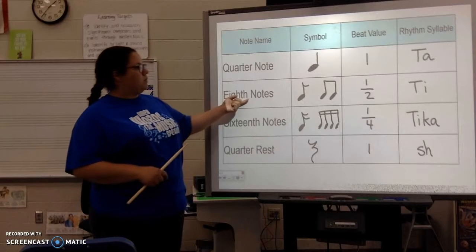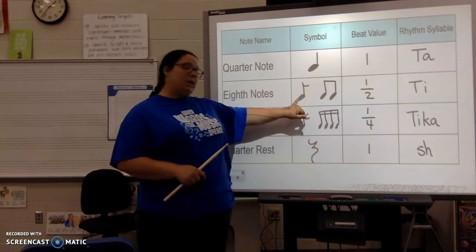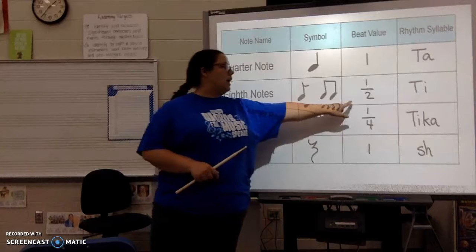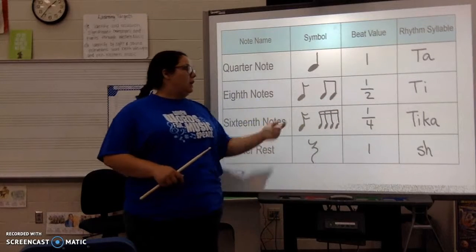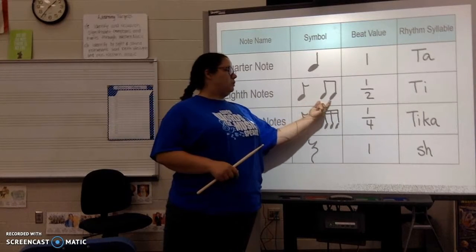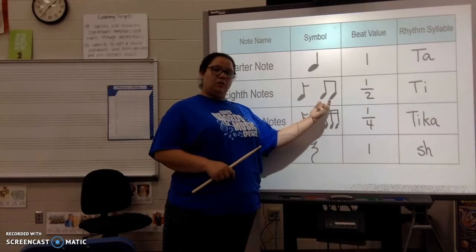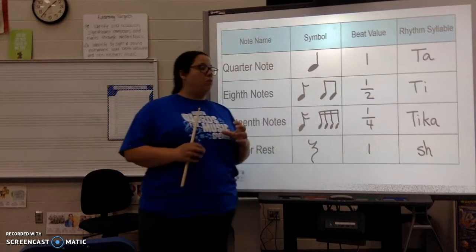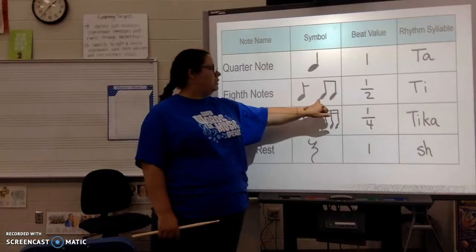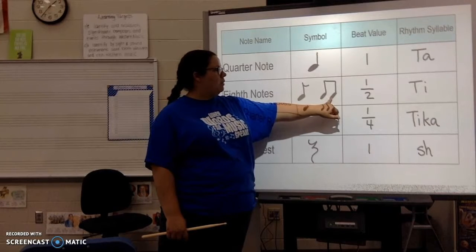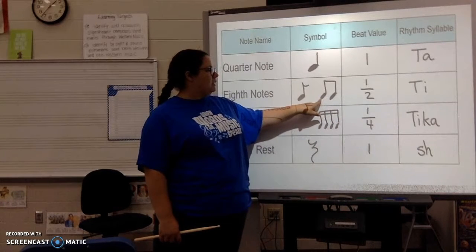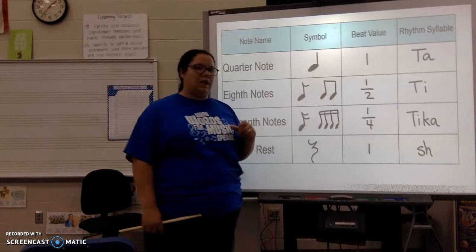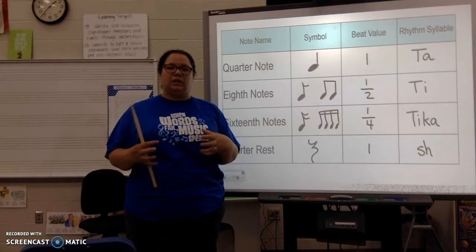Next we have our 8th notes. This is one 8th note by itself, and it gets half a beat, and we say ti. Now, for today, we're going to put 2 of them together. If we put 2 of them together, they'll take up a whole beat. This one gets a half, and that one gets a half. Since this one's a ti and that's a ti, together they'll be ti-ti.